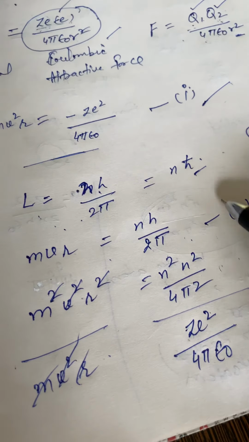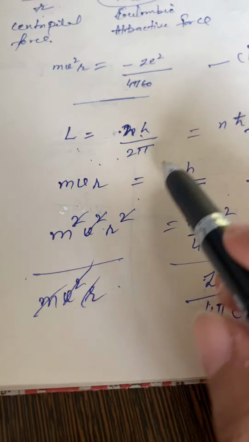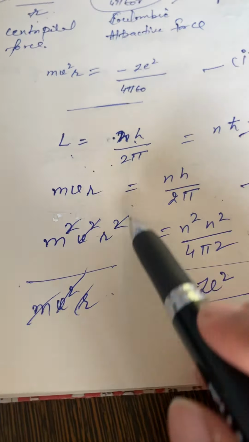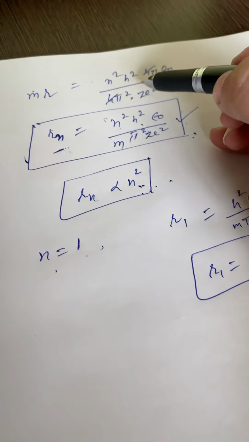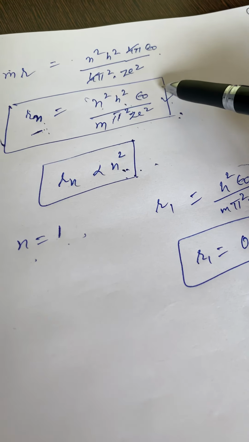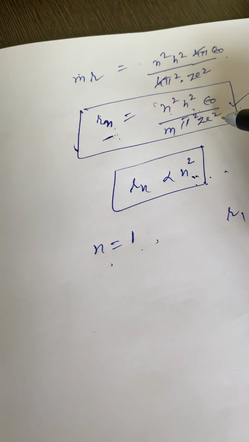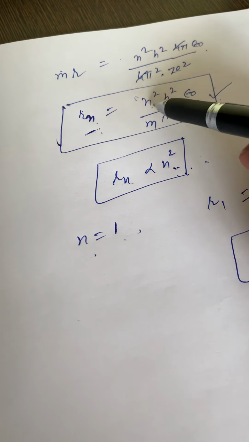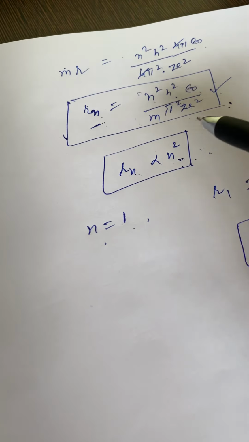On dividing these two equations, we will get the value of Rn. We are doing all this for the calculation of the Bohr radius, so we will seek out the value of Rn. When we solve this further, Rn will become equal to n square h square epsilon naught divided by pi m Z e square. All the remaining quantities except n square are constant, so Rn will be directly proportional to n square.